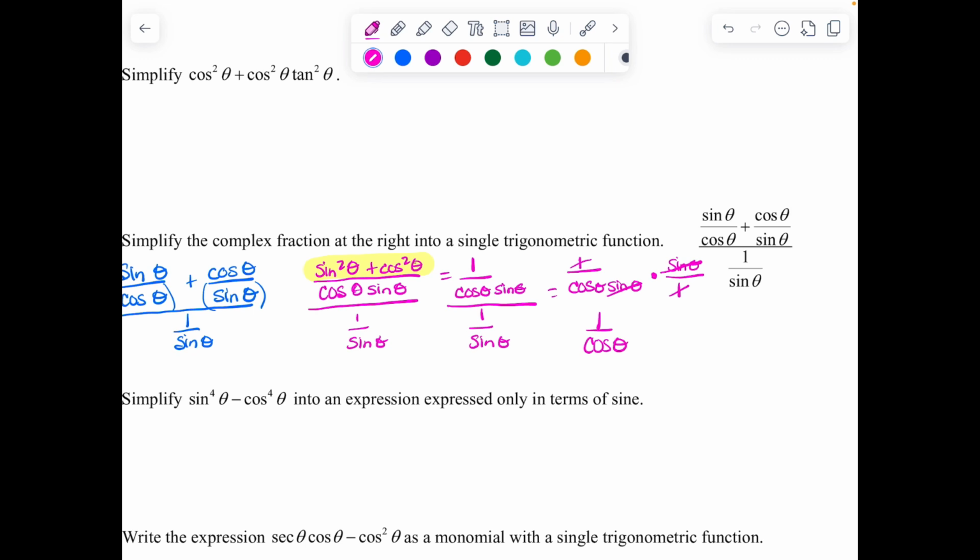So that's one answer. But 1 over cosine theta can also be written using one of your reciprocal identities, which is the same thing as secant of theta. So those are your two possible answers. One's just more simplified than the other.